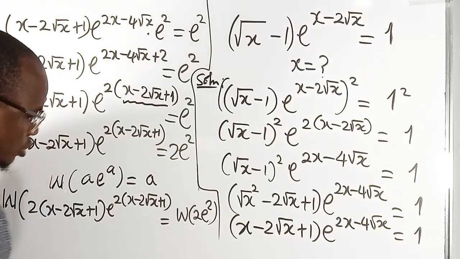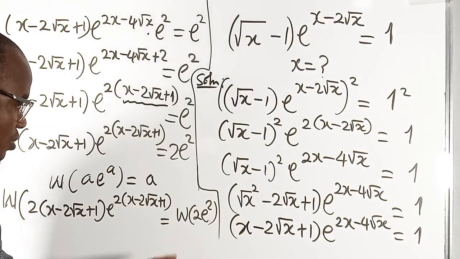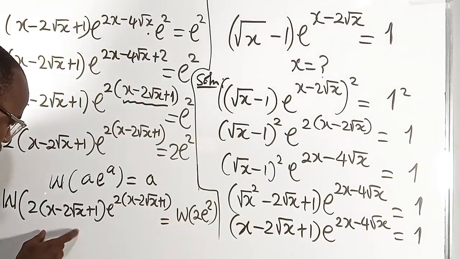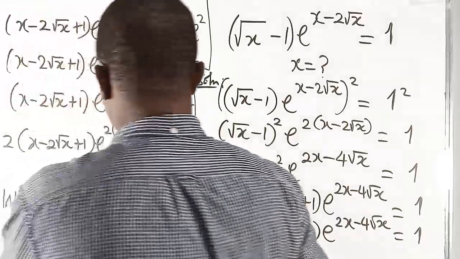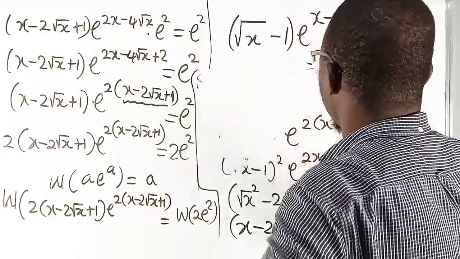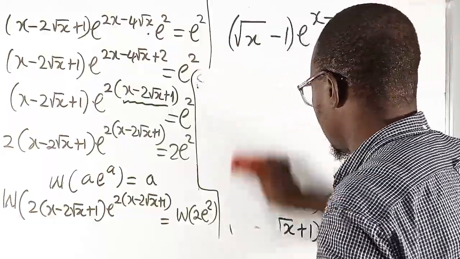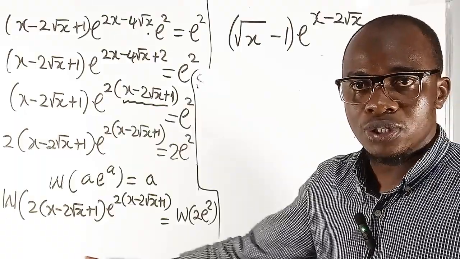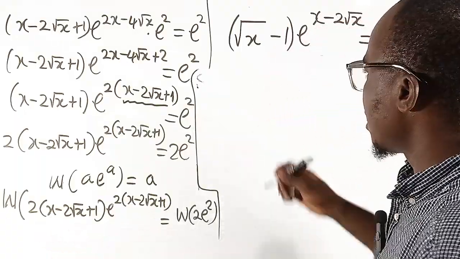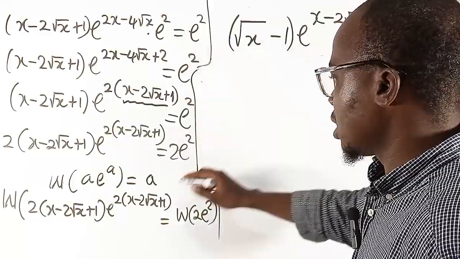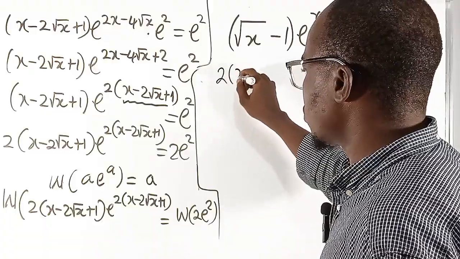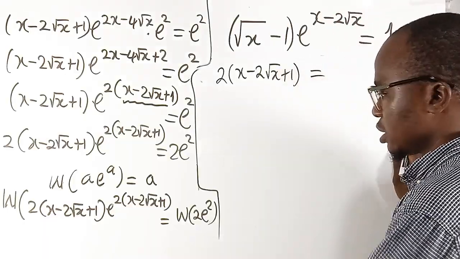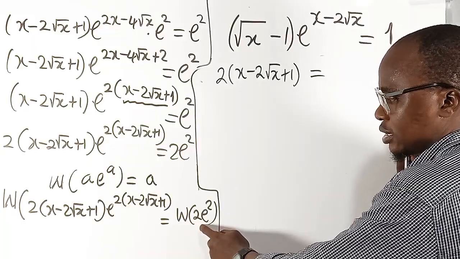W of 2e to the power of 2. So if you look at the right hand side too, what can you see? 2e to the power of 2. So if you apply this here, we applied it here. So using this, now we are going to see from the left hand side, the left hand side is going to be 2x minus 2 root x plus 1, then equal the right hand side will be what?